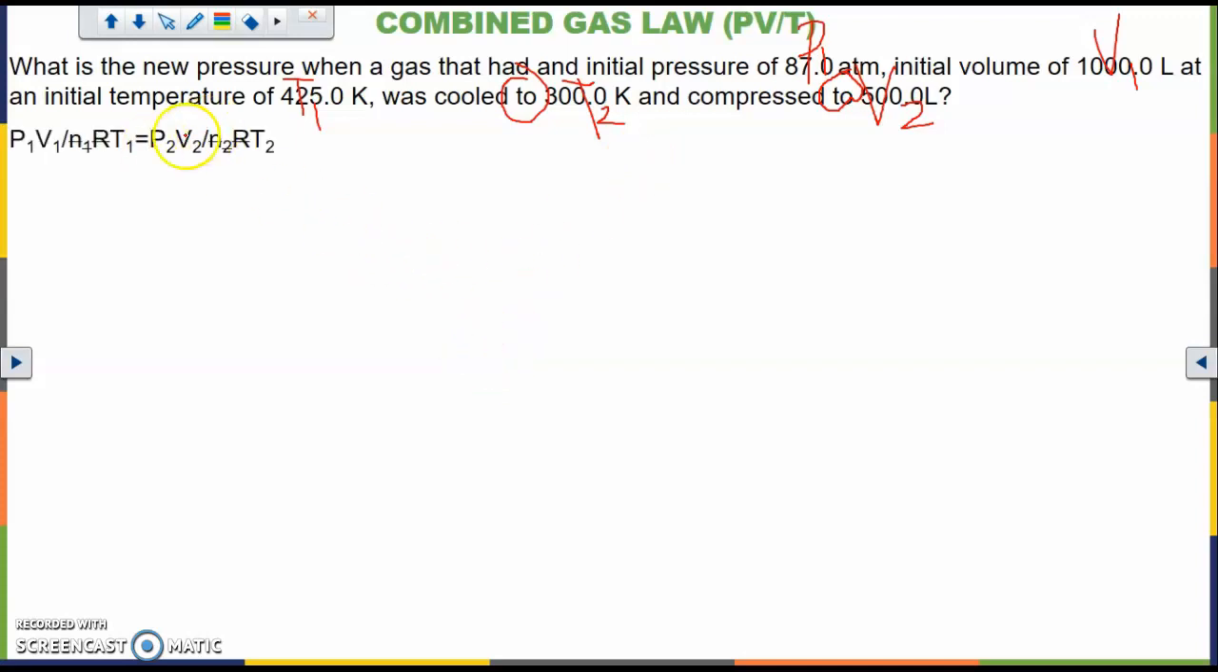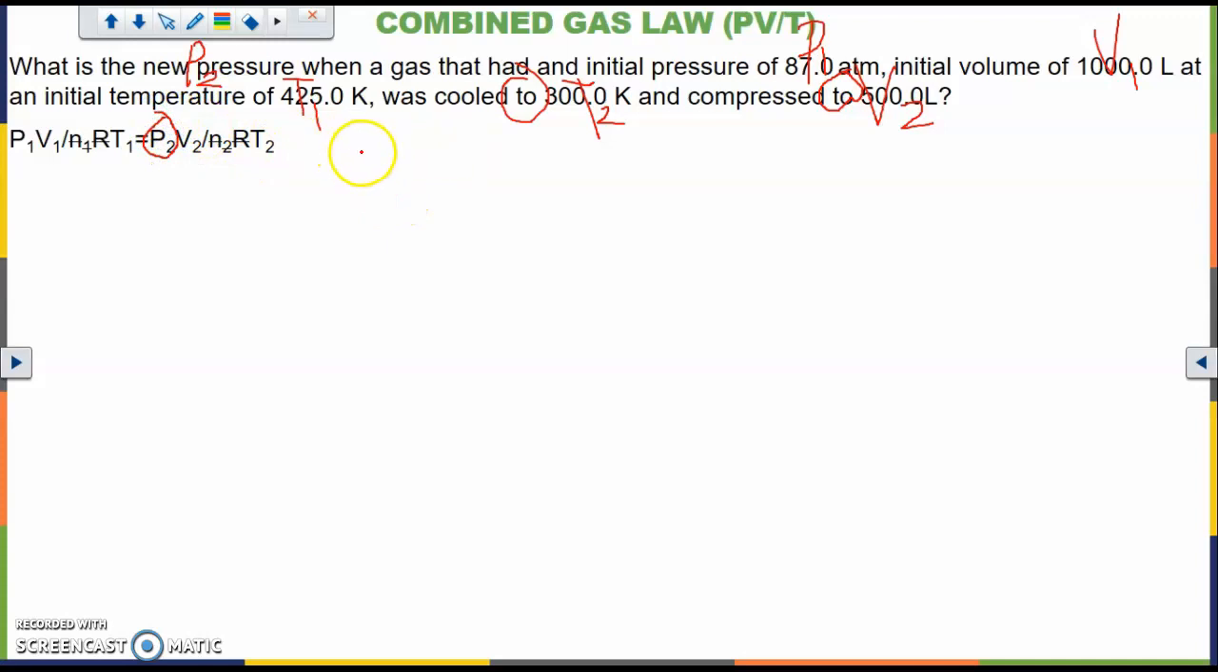Again, what happens is we're going to write out the whole ideal gas equation, and we will eliminate, in this case, variables that are not needed. So there are no moles here. There's no gas constant either. So in this case, we are looking for P2 again. And the reason why I know it's P2 is because it says, what's the new pressure? So we're looking for P2.